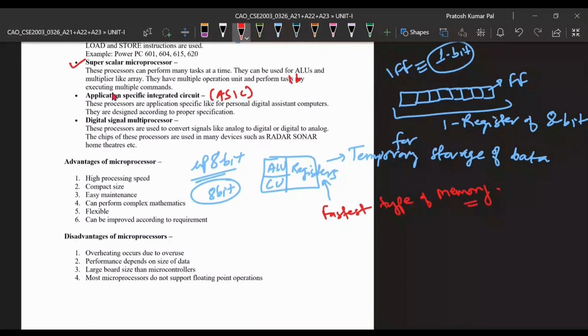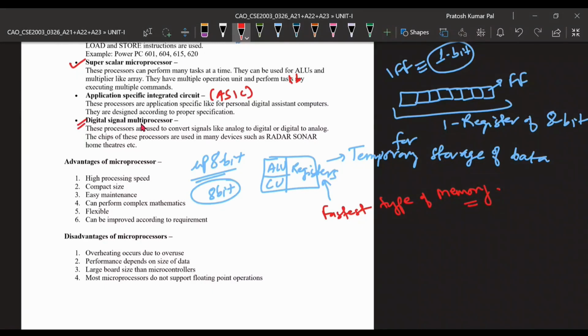What microcontrollers do we use? A microcontroller is basically a computer that is going to operate a particular specific application. So ASIC applications are going to use microcontrollers, or you can say a basic operation. These processors are application specific, like for a personal digital assistant computer. They are designed accordingly to proper specification. So for an ASIC, we have a design based on the application, and these processors are designed accordingly. They are called application specific integrated circuit, ASIC, processors.